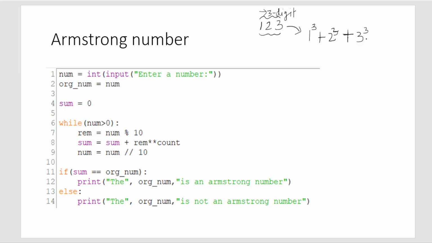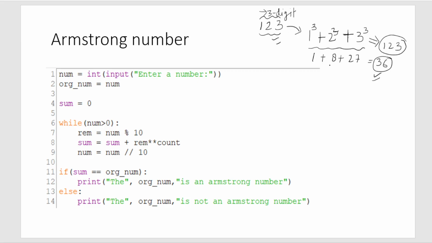So if we cube all these three and sum them up, and the sum comes out to be 123, then it is an Armstrong number. In this case it will be 1 plus 8 plus 27, that is 36. So 36 is the sum. 36 is not equal to 123. So 123 is not an Armstrong number.